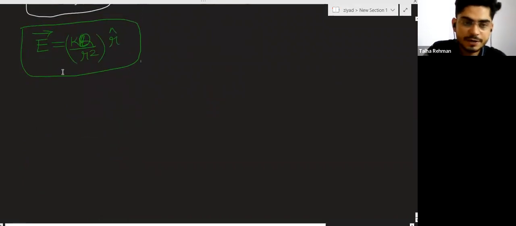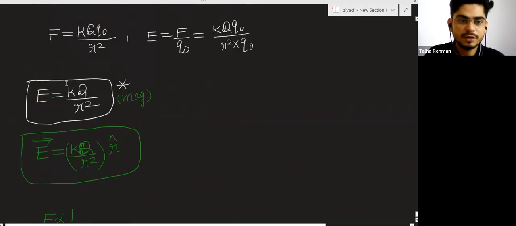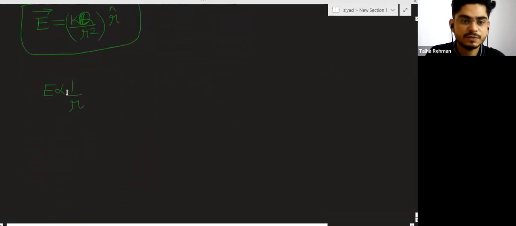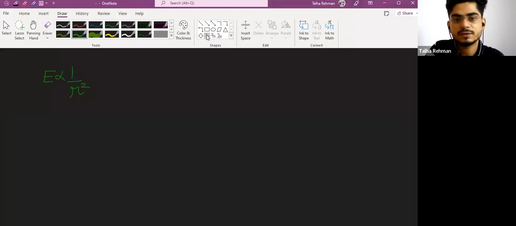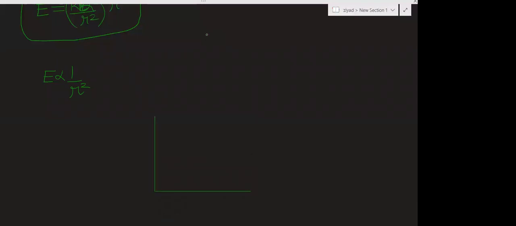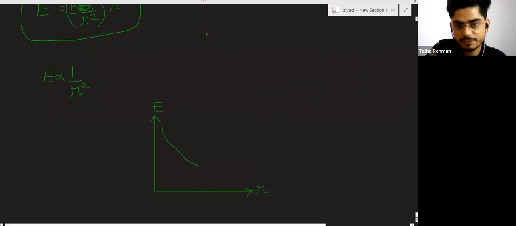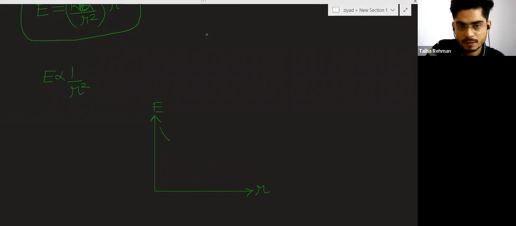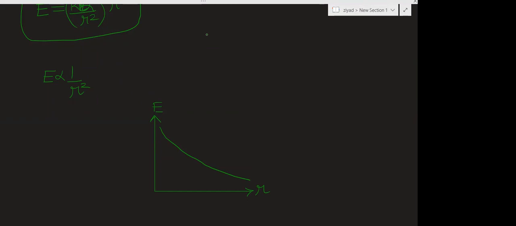See here, we have the electric field inversely proportional to 1 by r square. k is constant, q is constant, and electric field is inversely proportional to 1 by r square. So if you draw the graph between the electric field and the distance, how the electric field changes when distance is changed from the charge, you will get this kind of graph. This is a rectangular hyperbola type of graph. As the distance is increasing, the electric field is decreasing.